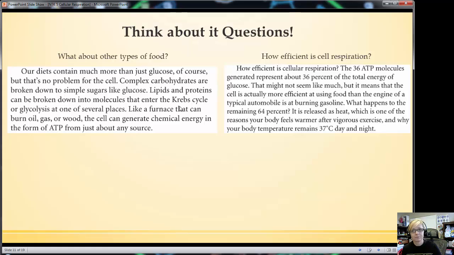How efficient is cellular respiration? If we jump ahead, it says the engine of a typical automobile burns gasoline, but it's not incredibly efficient. It's actually really not efficient at all. But our cells are really efficient at breaking down the molecules that we're eating to get energy from them. It says the 36 ATP molecules generated represent about 36% of the total energy of glucose. So that's actually quite efficient. What happens to the remaining 64%?